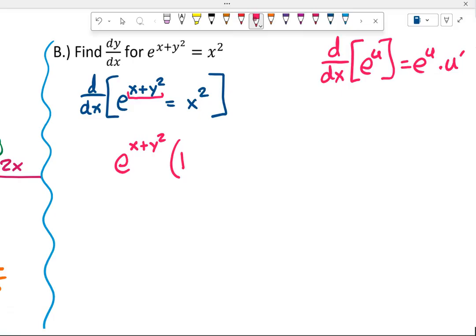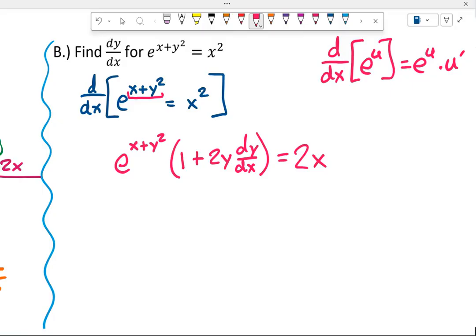dx over dx. Plus, what's the derivative of y squared? There we go. That's the inside. That's my e to the u prime. Let's go on to the other side of the equal sign. What is the derivative of x squared? 2x, technically a dx over dx. Okay, that's our derivative with respect to x.